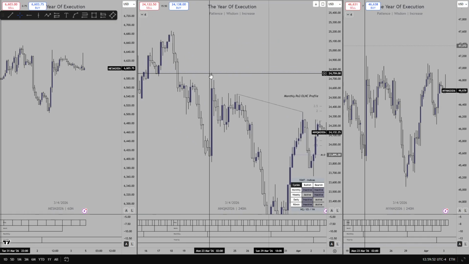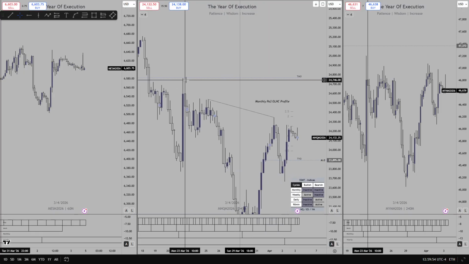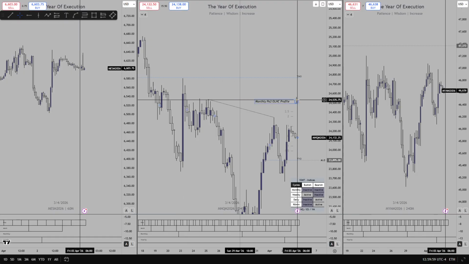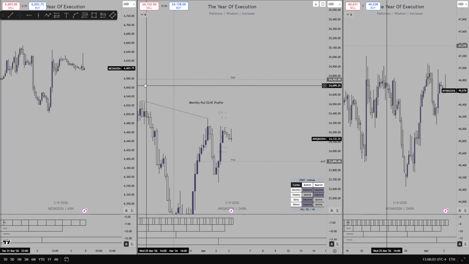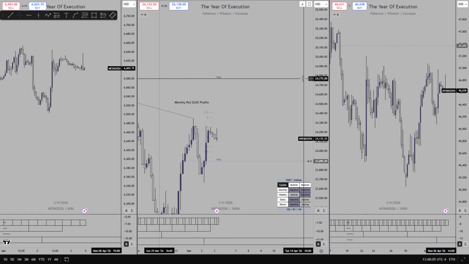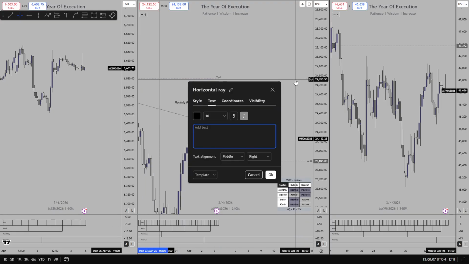I still want this external draw. I think it was previous week's high, but now it's just an external draw. That was that Trump candle the other day. We just have that marked out in case we go up and take it out.